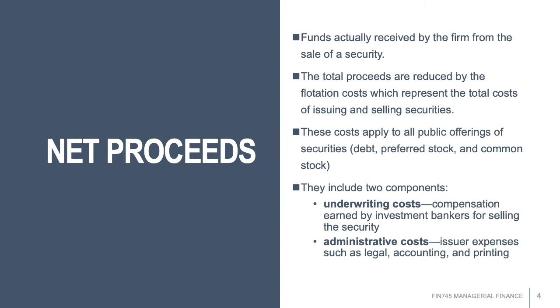Flotation costs include two components: underwriting costs, which is compensation earned by the investment bankers for selling the securities, and the second one is administrative costs, which are issuer expenses such as legal, accounting, and printing.